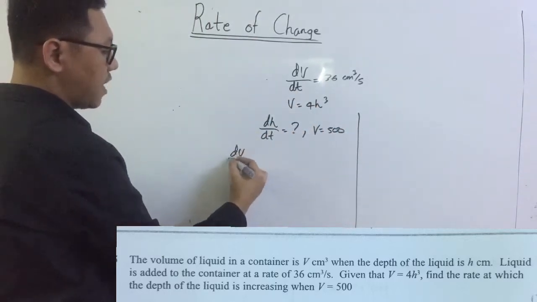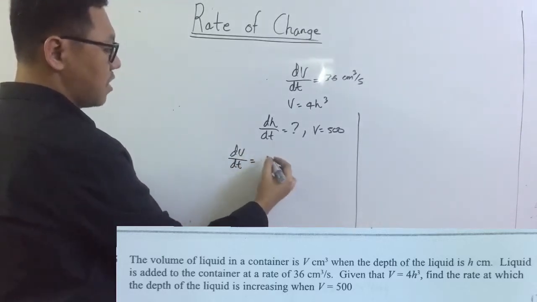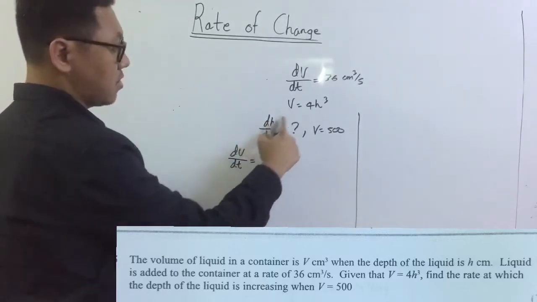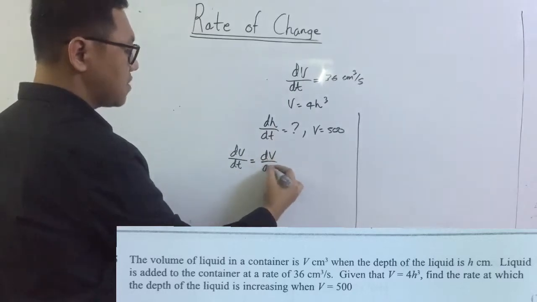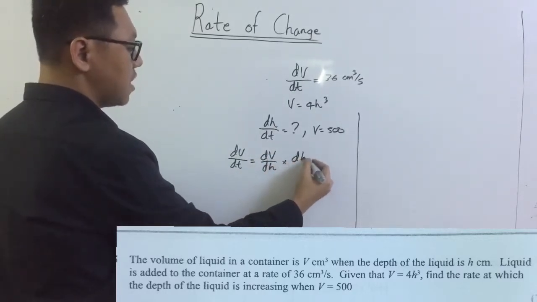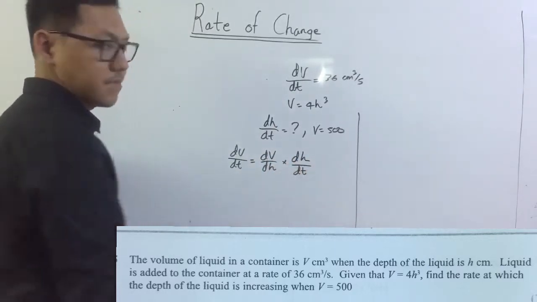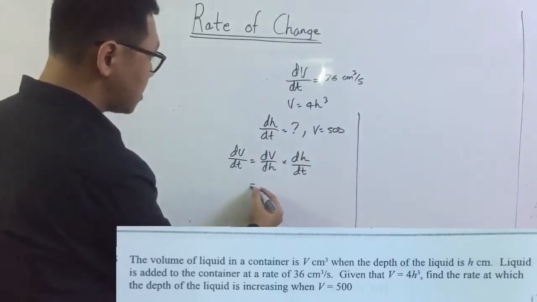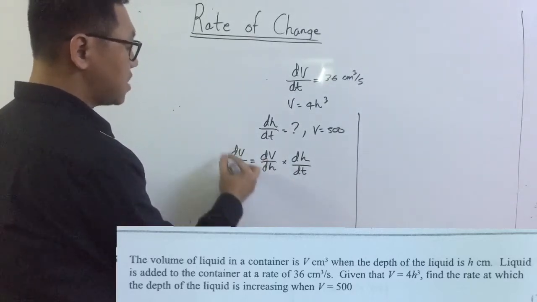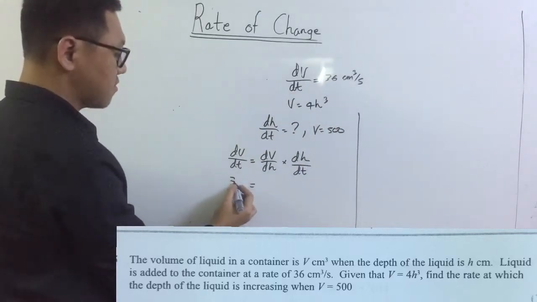Okay, so let's start with the formula. Chain rule: dV by dt is equal to dV by dh into dh by dt. I'm gonna use h here because they are talking about h. So dV by dt is here, which is 36.